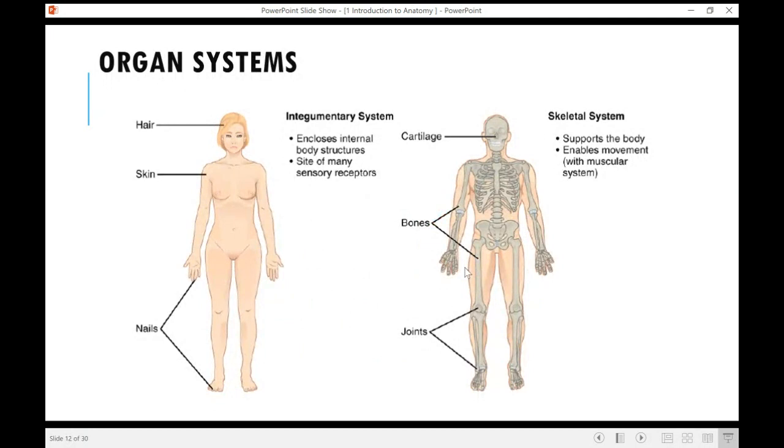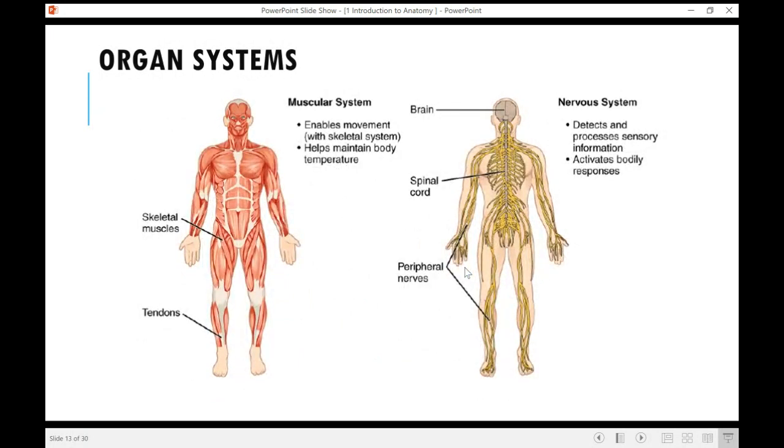So let's talk about some of those organ systems. The integumentary system is enclosing our internal body structures. So we have our hair, our skin, our nails. That's actually the first system that we're going to study here in A&P1. The skeletal system is going to help to support the body. It's going to enable our movement with our muscular system. Okay. We have the cartilage, the bones, and the joints.